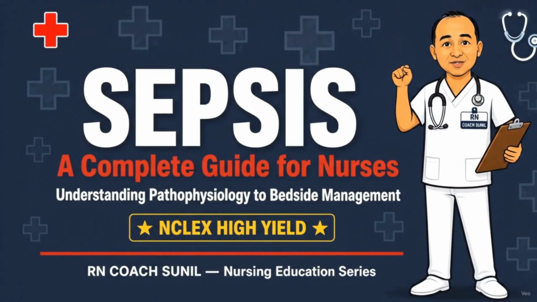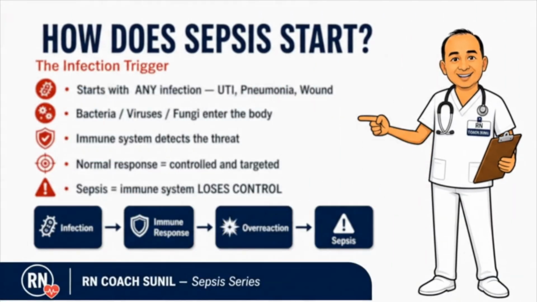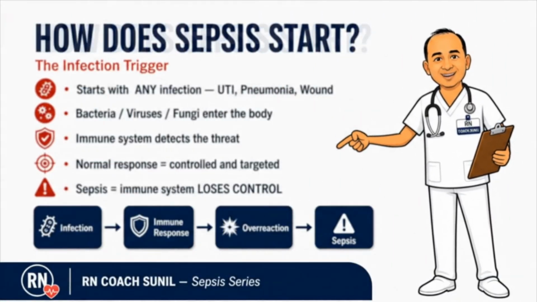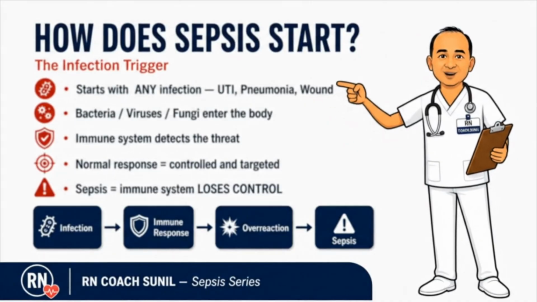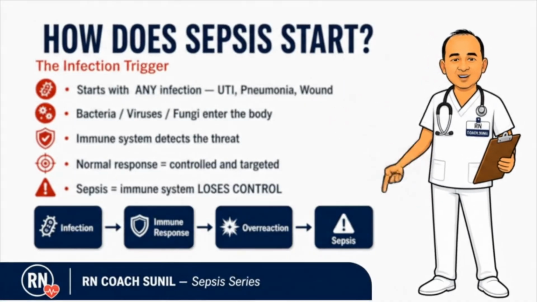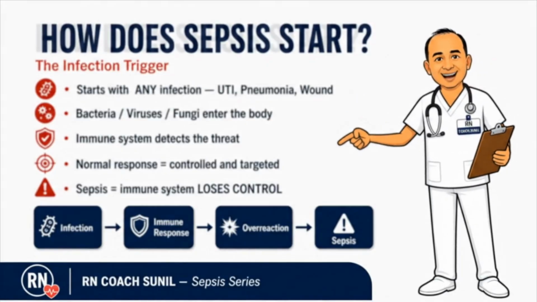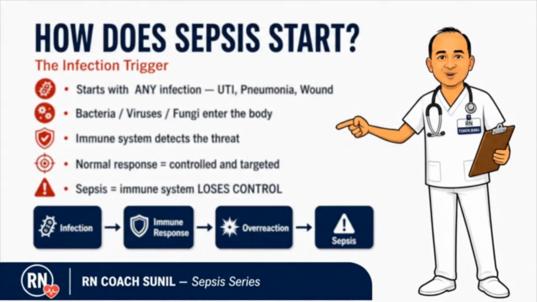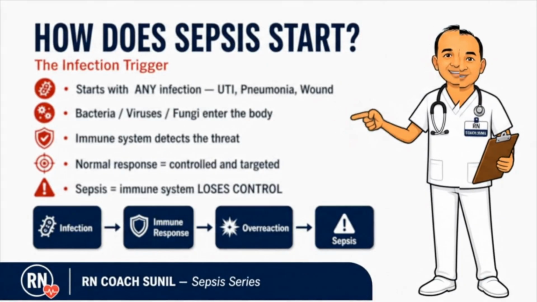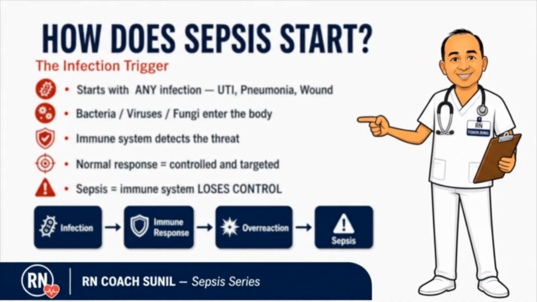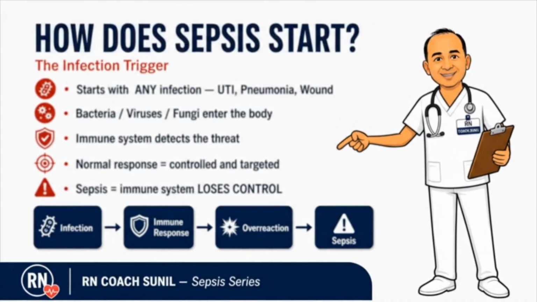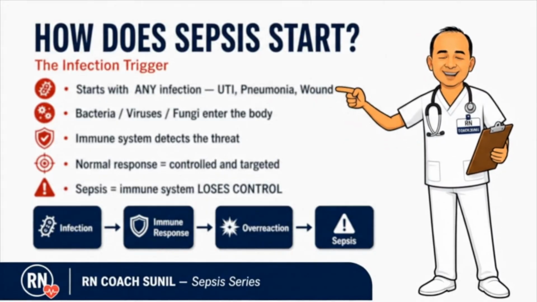Let's begin. Sepsis does not start in the blood. It starts with an infection anywhere in the body. It could be a UTI, pneumonia, a wound infection, an IV line infection, even a dental abscess. The infection itself is not sepsis. Sepsis is what happens when your immune system overreacts to that infection. That overreaction is what destroys the body.